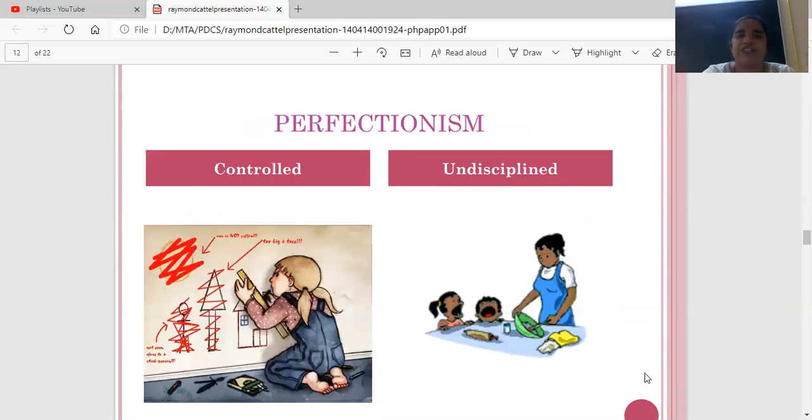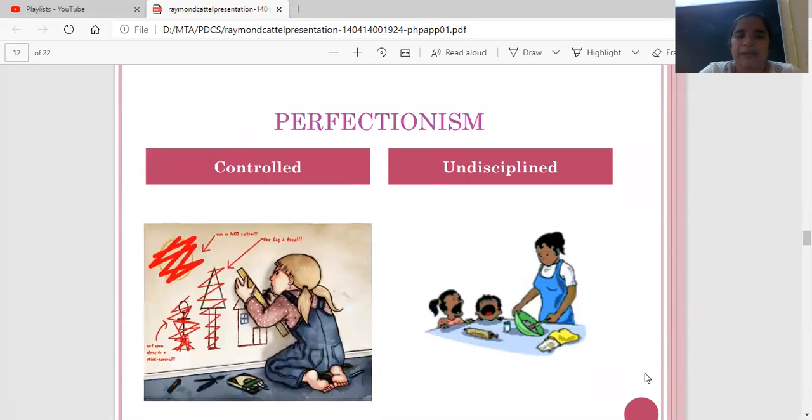The next trait is perfectionism. You may be very controlled, or you may be disciplined. Some people don't care about anything. Whether the work got done or not, whether it went well or badly, they don't bother about it. So they are undisciplined. Somehow something should finish, or even if it doesn't finish, it's okay with them.